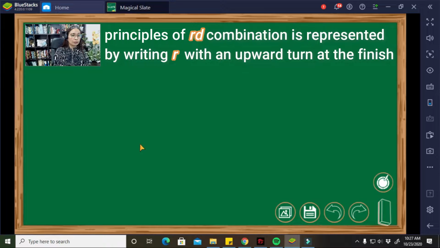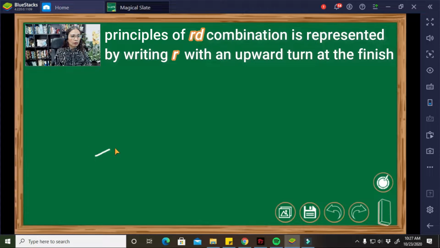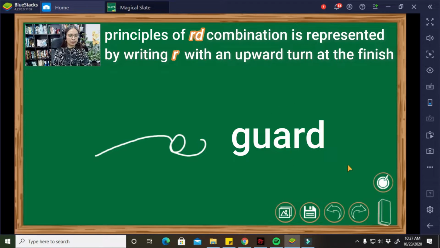Can you read this one? It's very simple. This is a small circle and the RD, and we just put a dot here. What is the word? Very good, it's heard. Then let's have another example. Can you read this one? A big circle, then the RD combination. What is the word? Very good, guard.